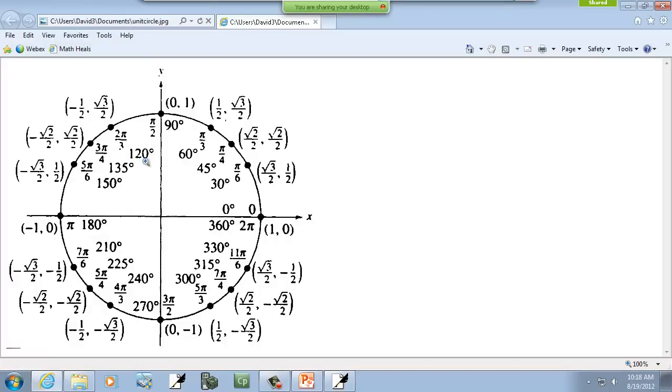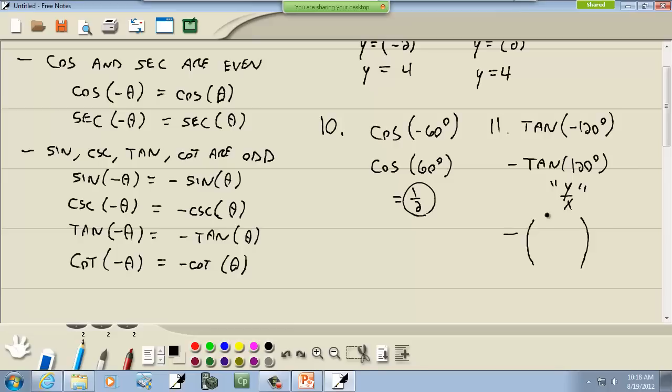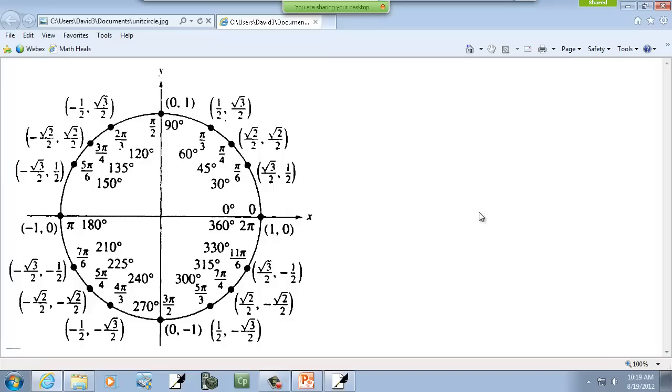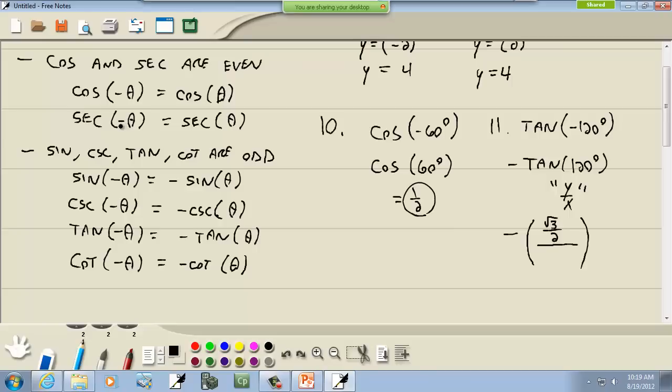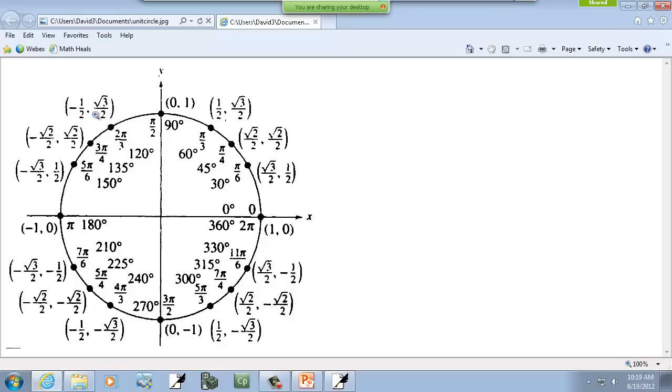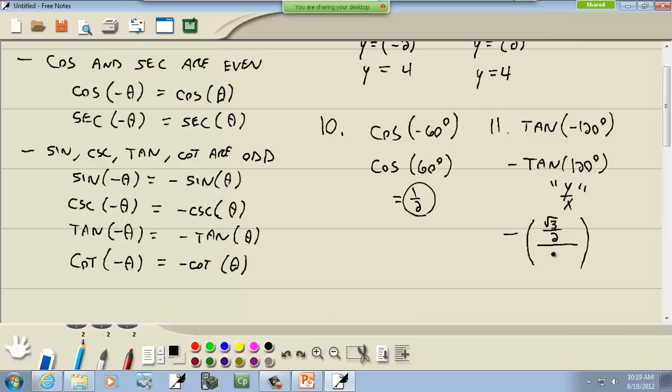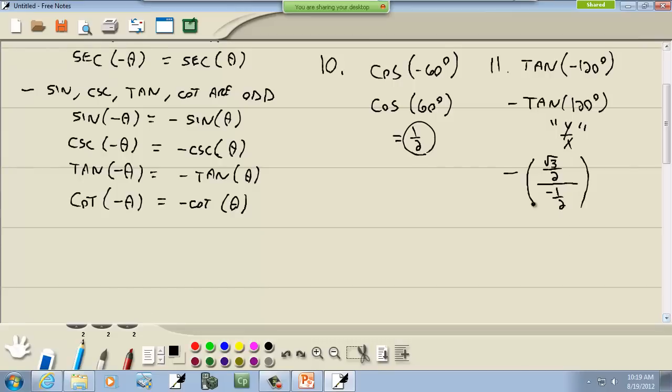So 120 degrees would be right here. Y would be square root of 3 over 2. So square root of 3 over 2. And x, what did I say? 120 degrees. Okay, x would be negative 1/2. Well, negative negative becomes positive, so those cancel each other out. The 2's would cross off, and we got square root of 3 over 1, which just gives us square root of 3. And that'd be our answer.